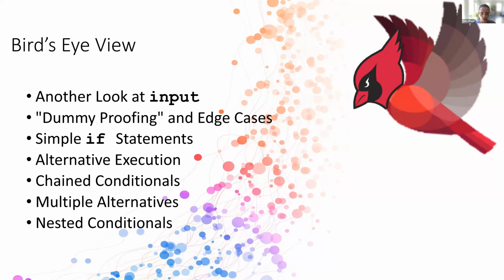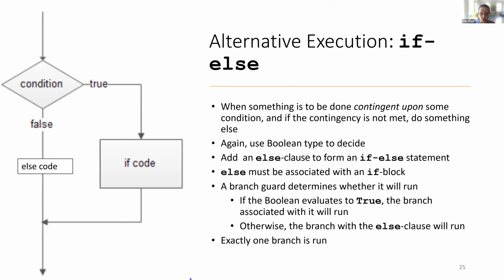So now we're going to continue on because there are other additional syntaxes that we can use to handle more complex situations. So we'll be taking a look at the alternative execution and the chain conditionals in today's lecture, and then we'll round out the week with multiple alternatives and nested conditionals in the next time. So let's talk about alternative execution.